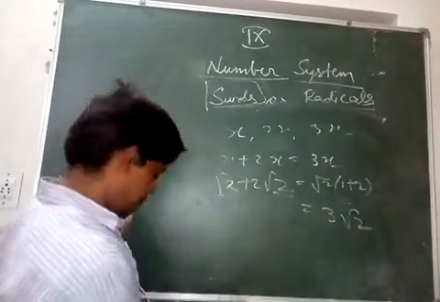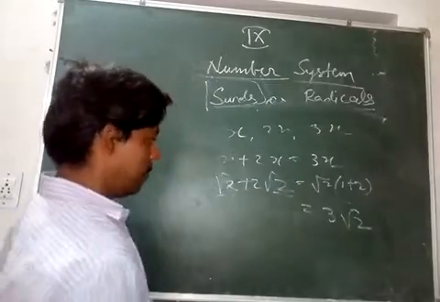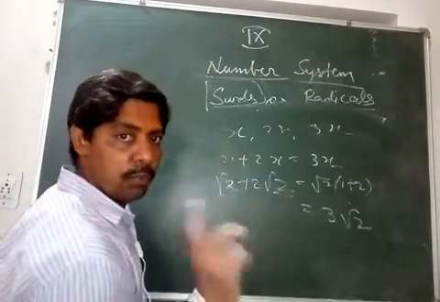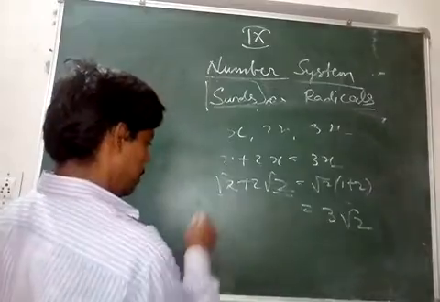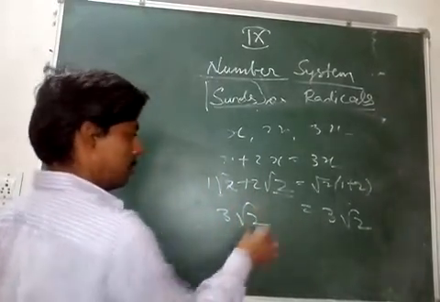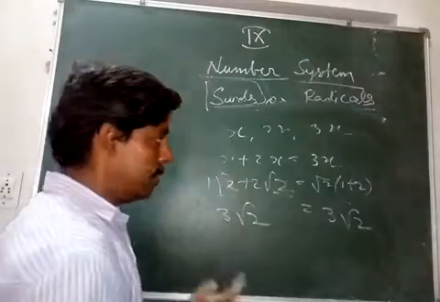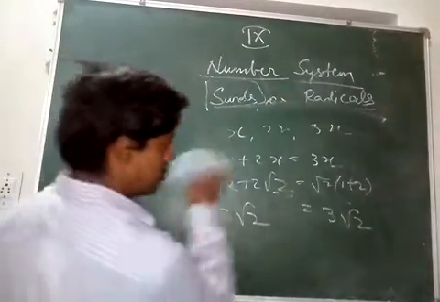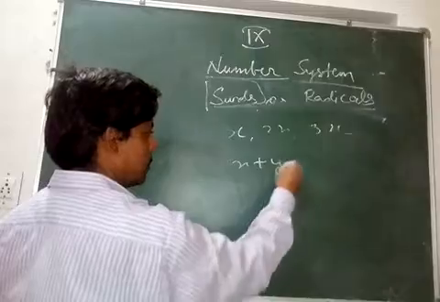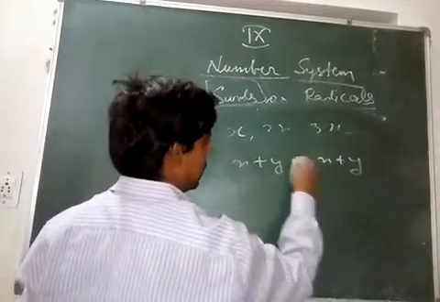Once you master this technique, then you have to understand it like this: it is 1 root 2 plus 2 root 2. What is 1 root 2 plus 2 root 2? 3 root 2. This is how you add only the like terms. But also remember, you cannot add x and y: x plus y is equal to x plus y, no change.